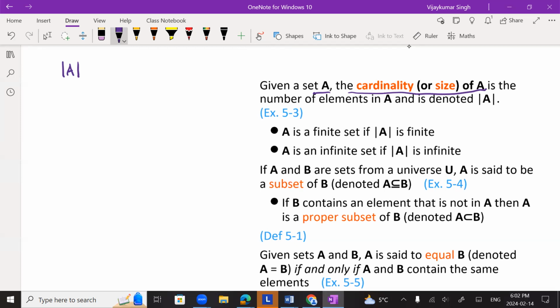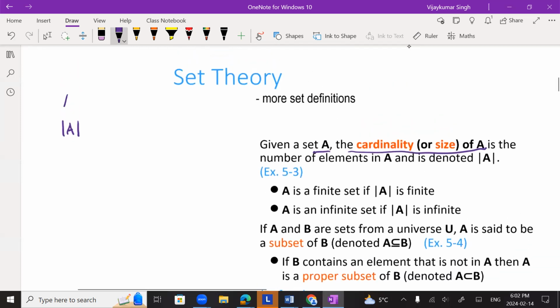So for example, if I give you A equals 1, 2, 3, then the cardinality of A is what? 3. Because there are 3 elements inside. Does that make sense? Similarly, if I give you A to be an empty set, then the cardinality of A is 0. It has no elements inside, so the size of such a set is 0. Does this make sense to you? So this is about cardinality.